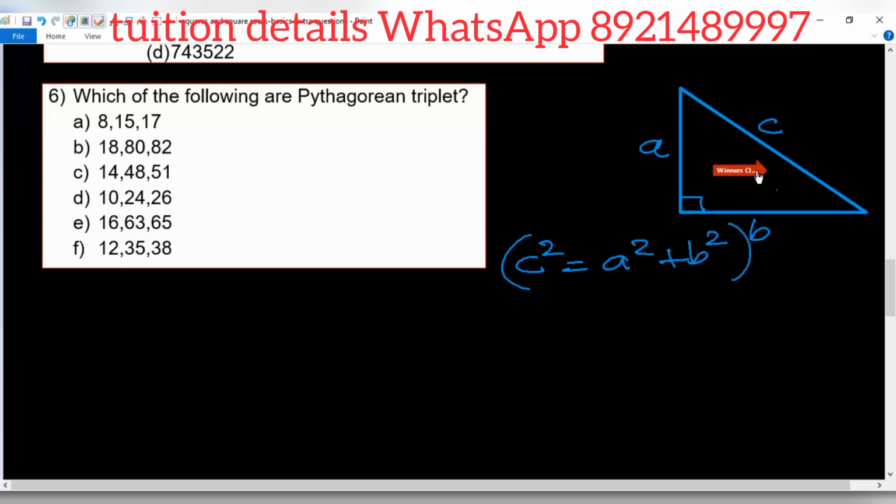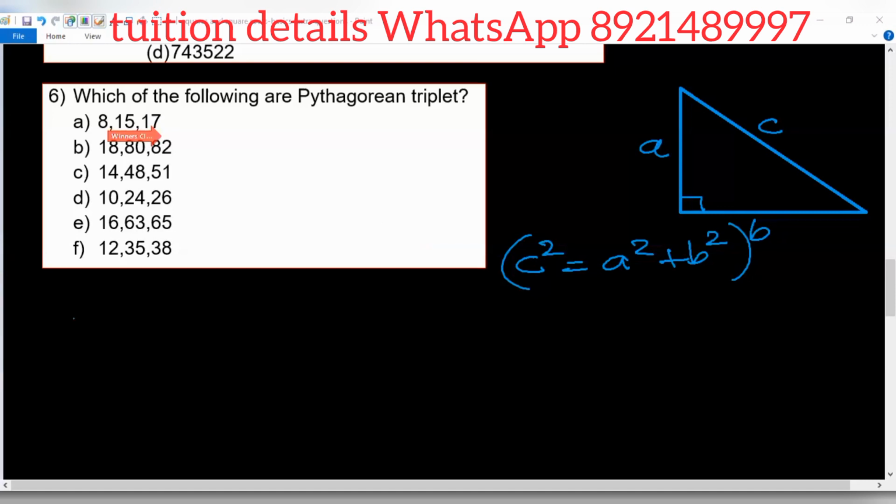That is, the sum of the squares of the perpendicular sides in a right angle triangle is the same as the square of the hypotenuse. That is Pythagoras theorem. So Pythagorean triplet means the numbers which obey this rule, the Pythagorean theorem, are known as a Pythagorean triplet. Okay, so first we have to find the square of the given numbers.